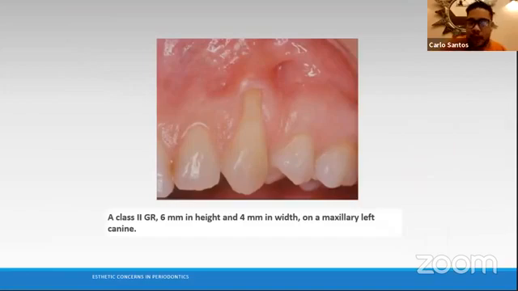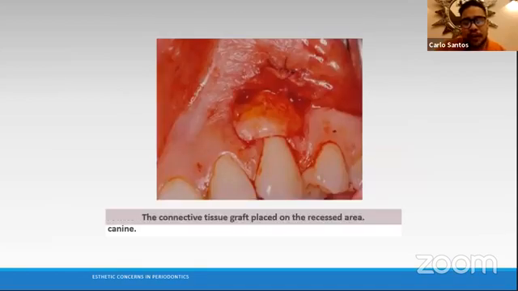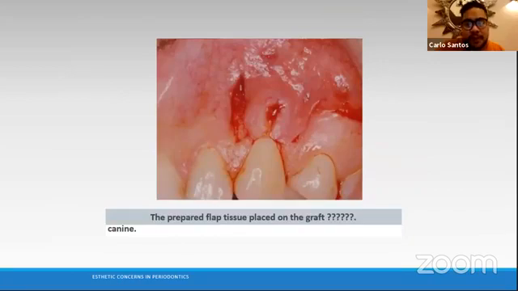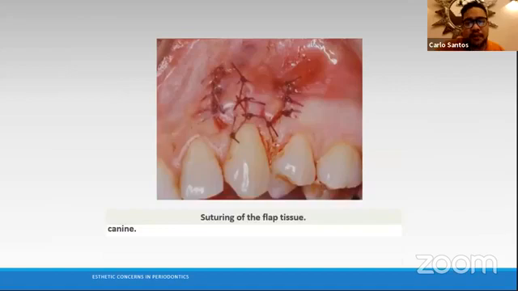Okay, this is one of our works from a long time ago, around 7 or 8 years ago. So you see a Miller class 2. We got the connective tissue from the palate, and nowadays there are a lot of techniques, like the tunnel technique, but this was old school. So we did a split thickness flap, cut it in the middle, and there.